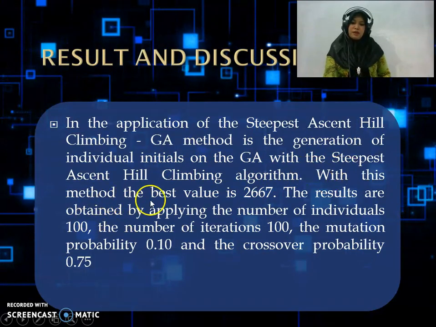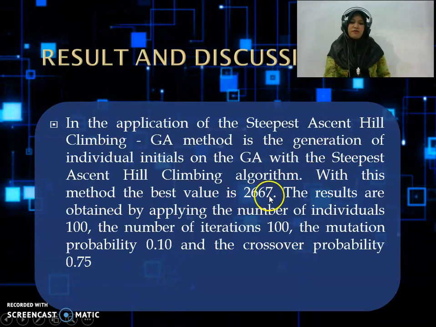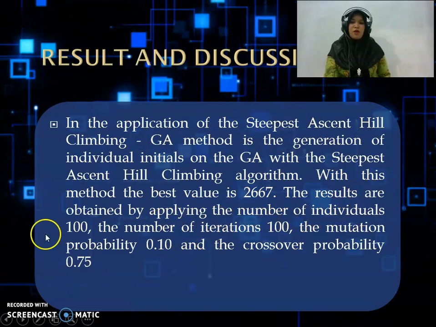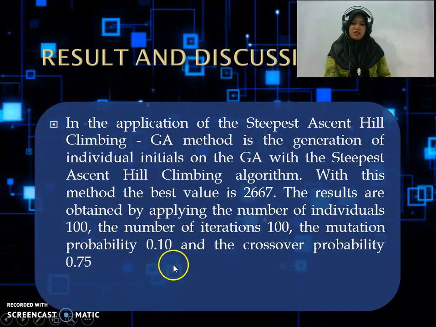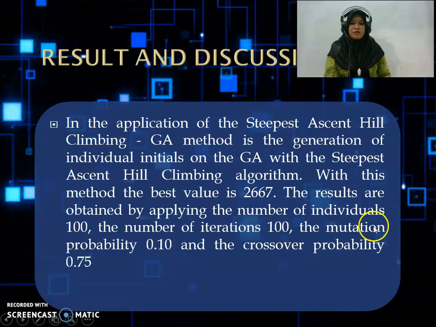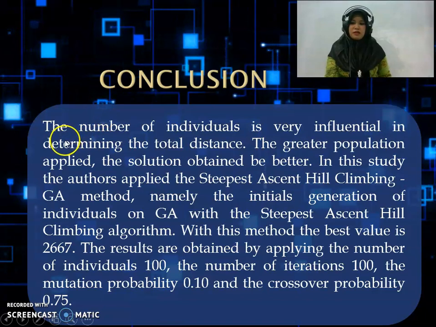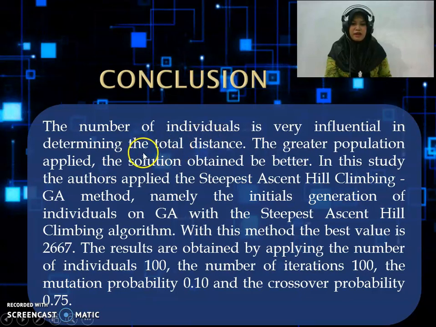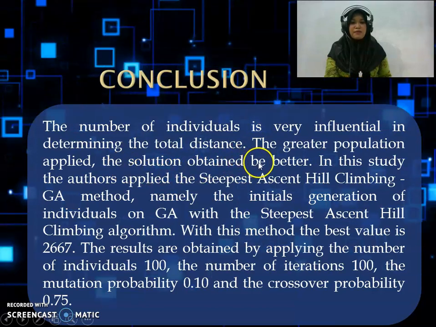With this method, the best value is 2,667. The results are obtained by applying the number of individuals 100, the number of iterations 100, the mutation probability 0.10, and the crossover probability 0.75. In conclusion, the number of individuals is very influential in determining the total distance. The greater the population applied, the better the solution obtained.